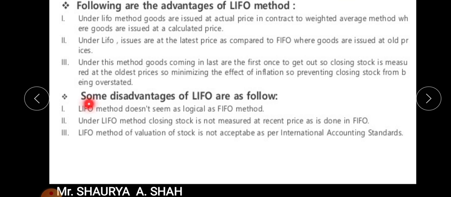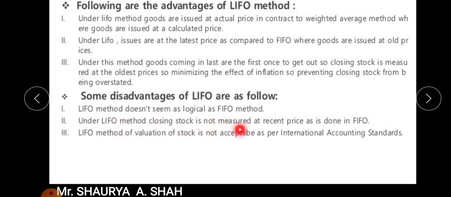Fine. Next, starting with the disadvantages of LIFO method, right? LIFO method does not seem as logical as FIFO method, right? It is not applied for perishable goods. Suppose, for example, you are dealing in milk, or in vegetables, or in some other perishable goods, right? Take for example the dairy industry. When you are in such industries, FIFO method is more logical compared to LIFO method, because the oldest goods will remain in your godowns and then only this thing starts, fine?